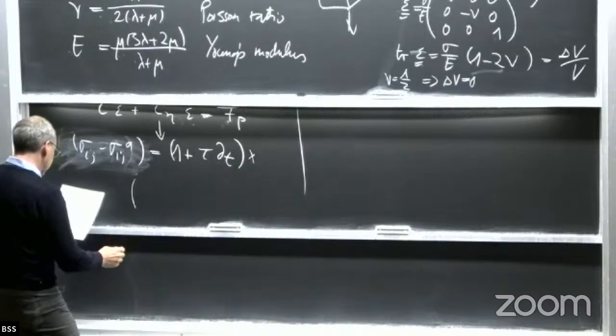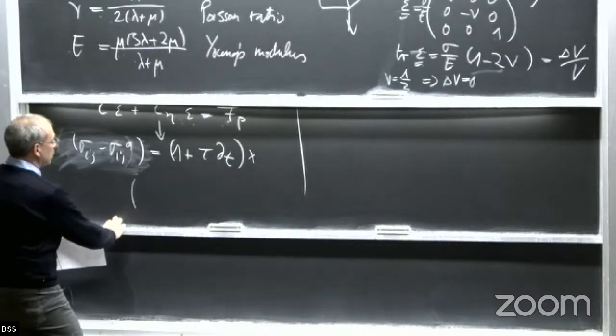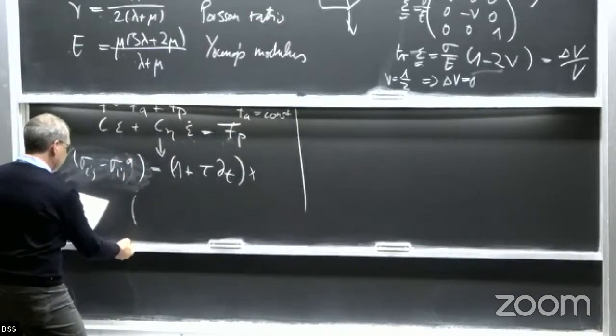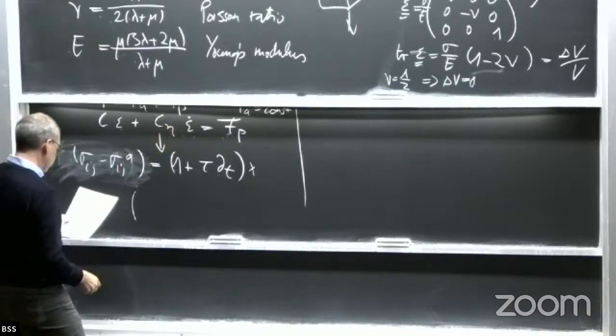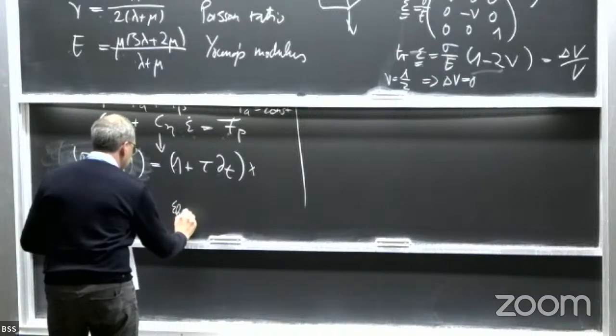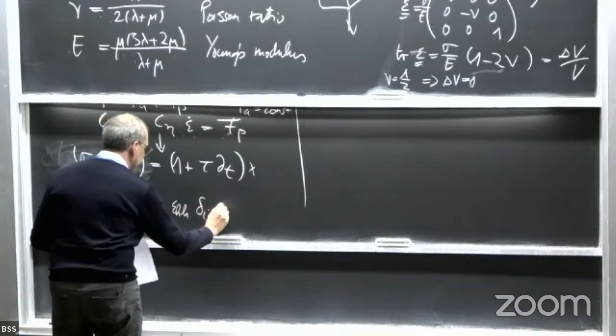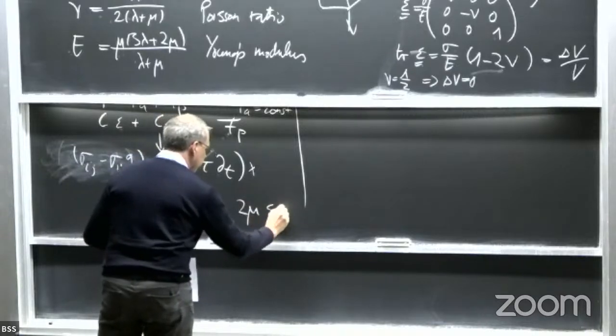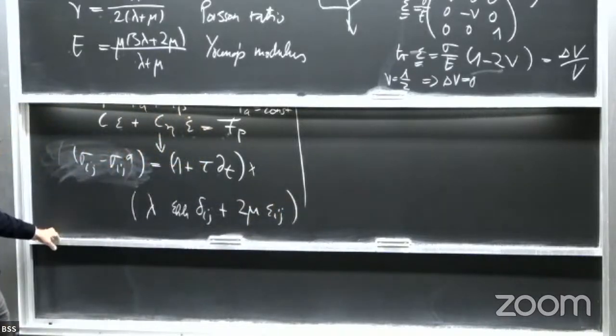And down here, I just write the strain tensor, which is here, but I use the form which I gave you, okay? So lambda, the trace, the Kronecker delta plus, is it here? Yeah. That's it.